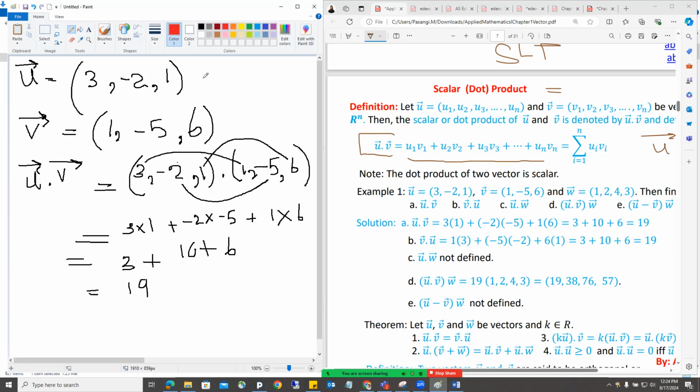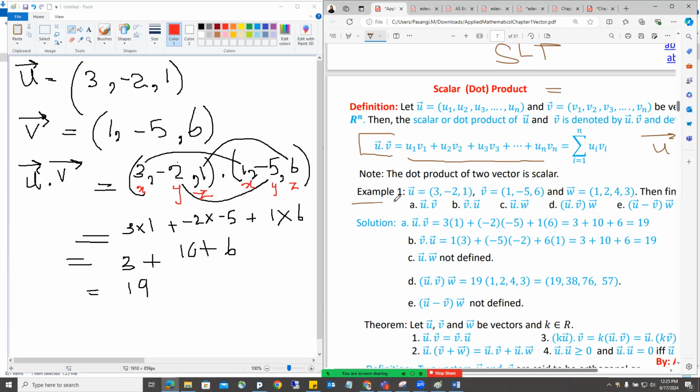3D vectors means this one is X, this one is Y, this one is Z. Again, this one is X component, this one is Y component, this one is Z component. So we just multiply X into X, Y into Y, and Z into Z. Likewise. Is it clear? Yes. Are you sure? Okay.